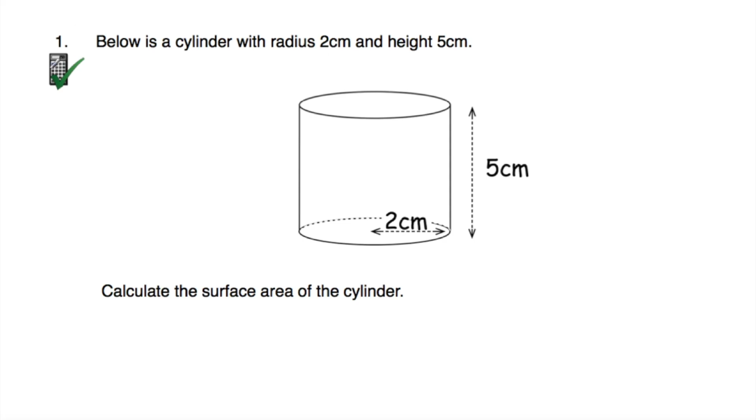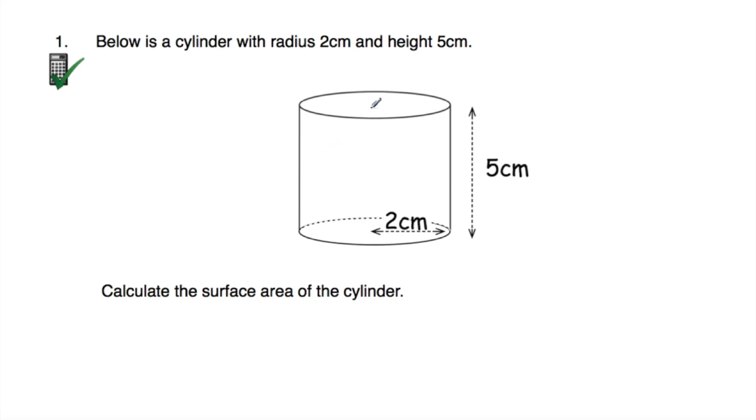Okay, let's have a look at our first question, question number 1. It says, shown below is a cylinder with a radius of 2 centimeters and a height of 5 centimeters, and we've been asked to calculate the surface area of the cylinder. If we want to find the surface area of a cylinder, we need the area of the circle at the top of the cylinder, the area of the circle at the base, and the area of the curved face, the curved face that goes around the outside of the cylinder.